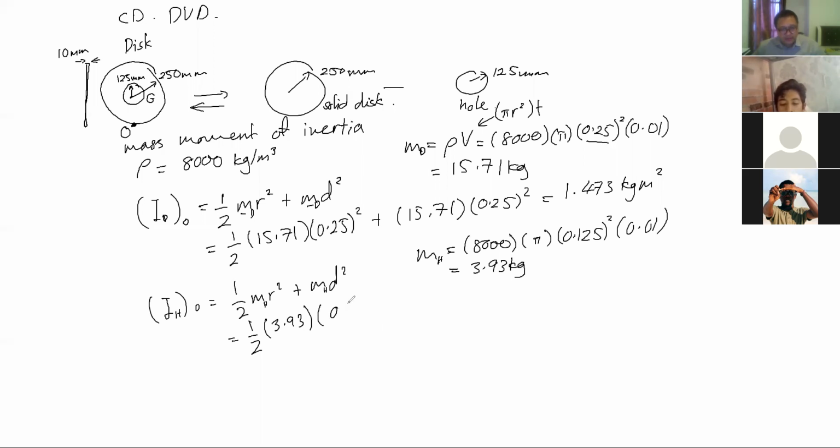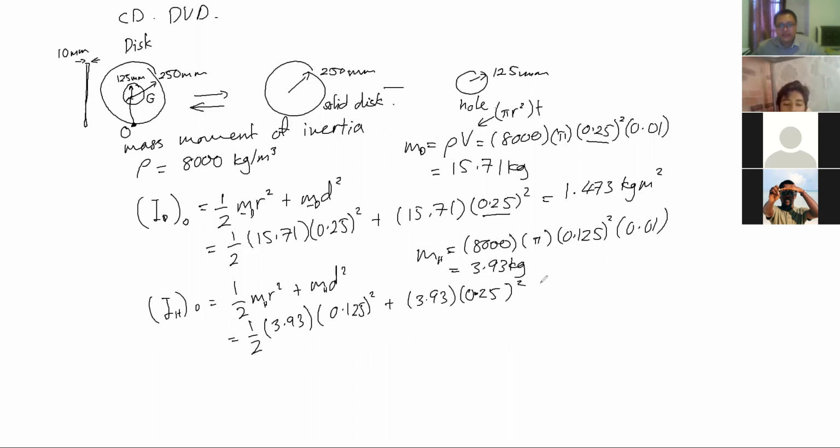R is 0.125 squared plus 3.93 times. Now it is a bit interesting. It is not multiplied by the 0.125. R is of course 0.125, but the D, as I mentioned earlier, the D is the distance from here to the center, just like this one. Should be 0.25.